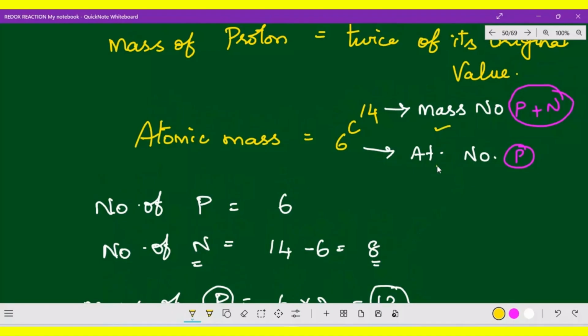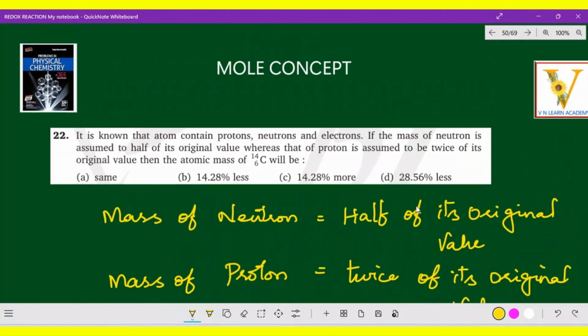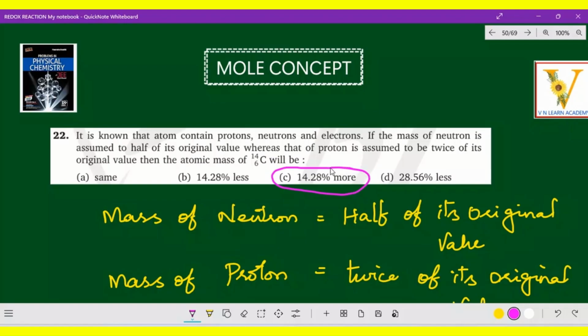So this is like the number of protons, number of neutrons question, easy to identify. This is like a puzzle question and interesting also. Sometimes they may ask such kinds of questions, so be aware of the correct concept so that it will be easy for you to analyze the question. Now, which is the correct option? The option is 14.28% more. So option C is the correct option, right? Hope you got the clarity. Come on, let's go to the next question.